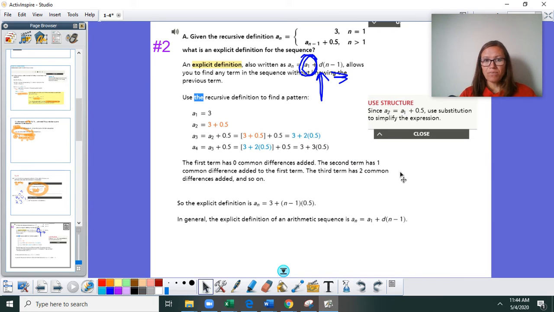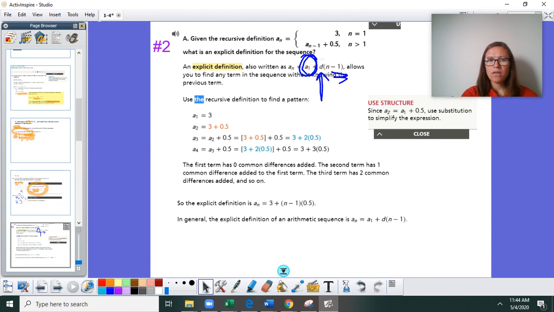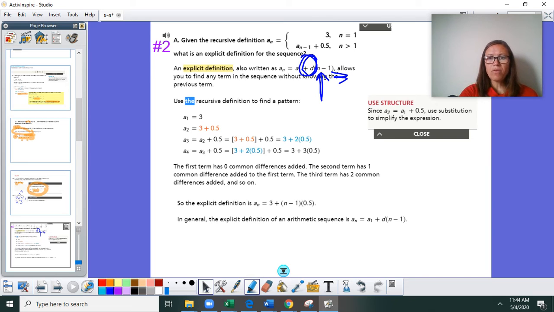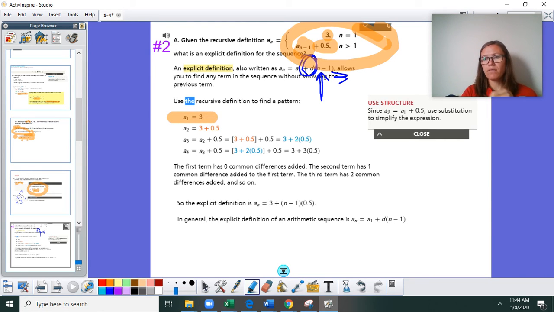So in this pattern, from our recursive definition, we know that we're starting at 3 and that we're taking our now and we're adding a half. So if we go ahead and label, a sub 1 is 3. A sub 2 is 3 plus a half. To get our next value, we're going to take our a sub 2 plus a half. Well, our a sub 2 is 3 plus a half, so we're going to add another half. And so we're just going to continue adding a half.